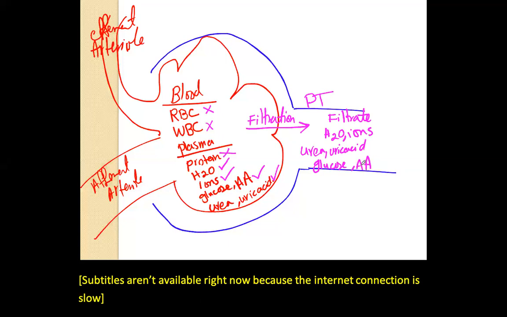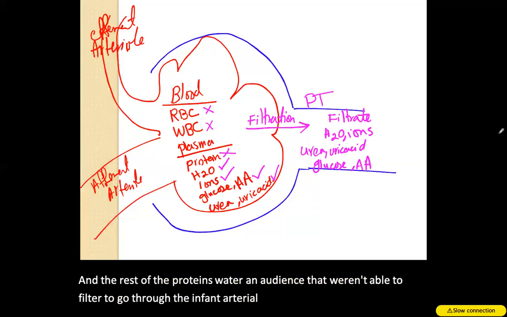Everything else, and the rest of the proteins, water, and ions that weren't able to filter through, go through the efferent arteriole and continue to become the peritubular capillaries.